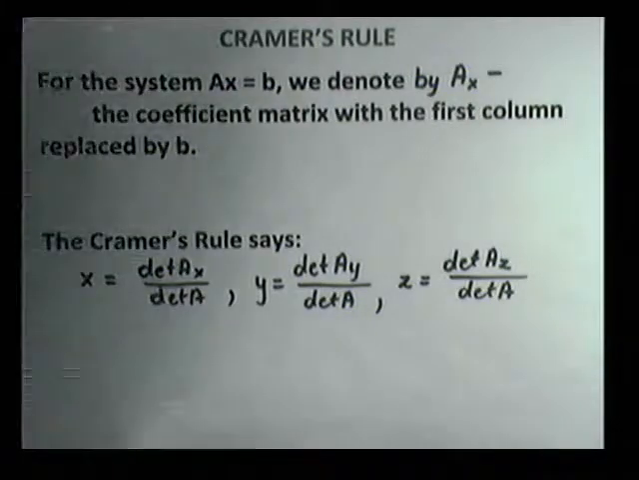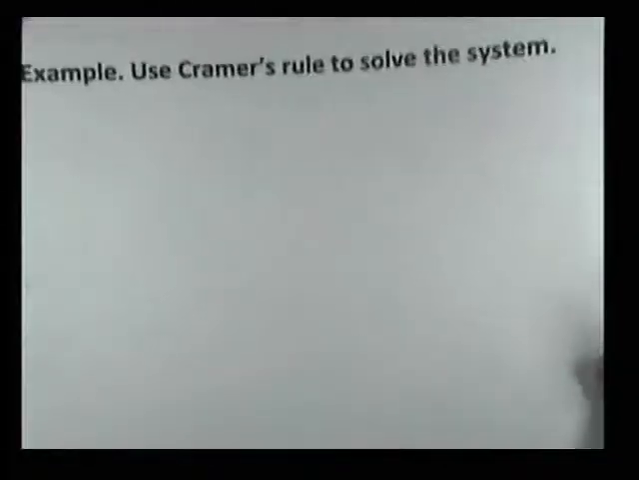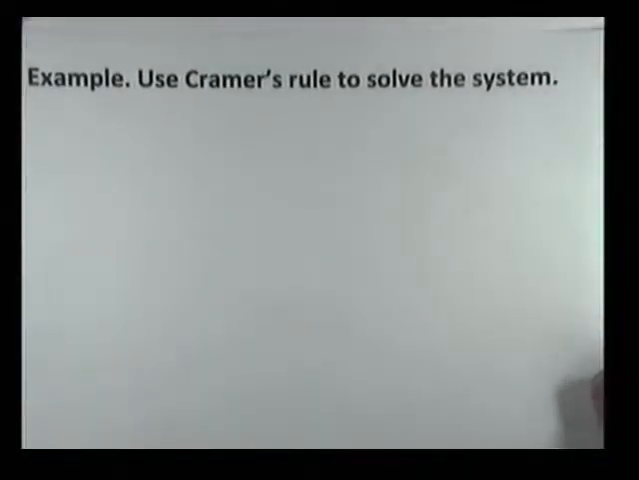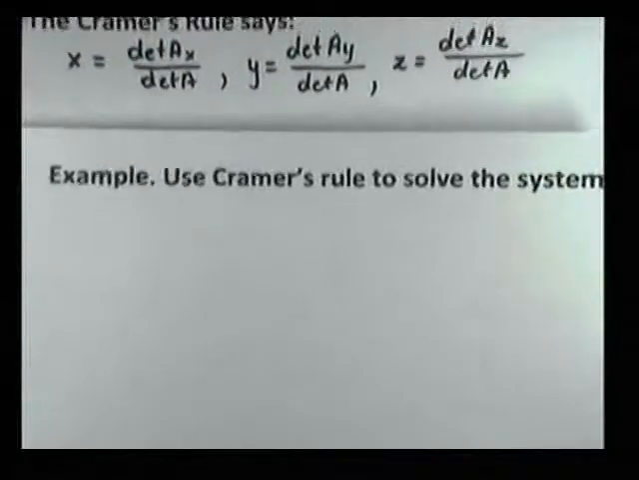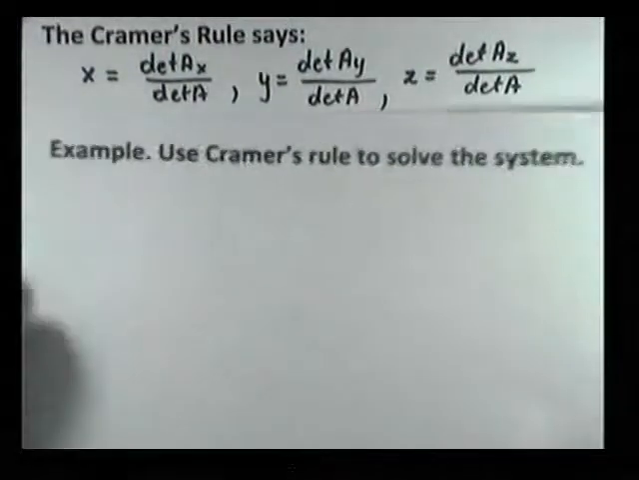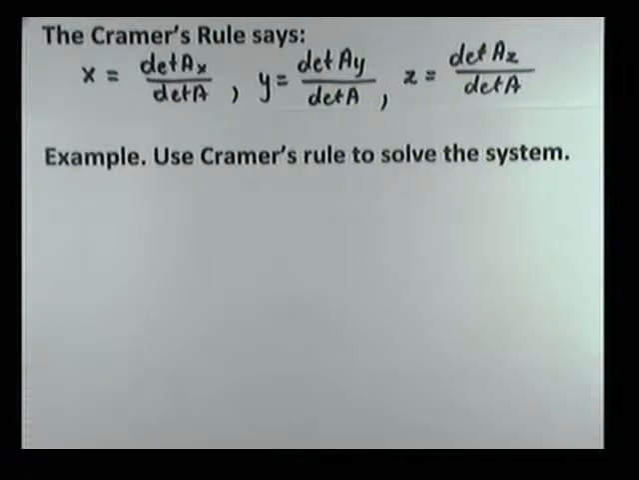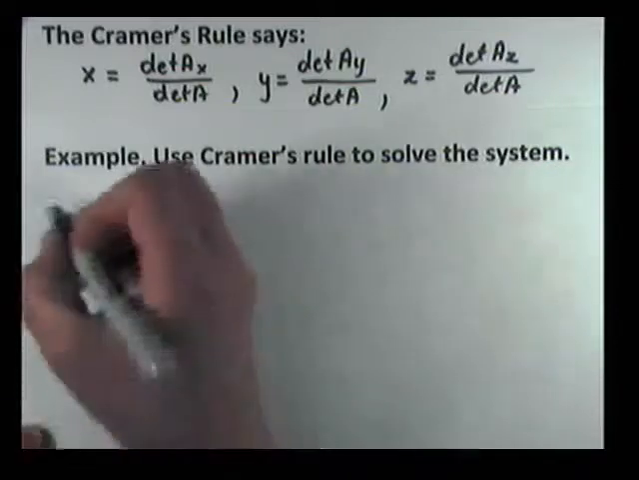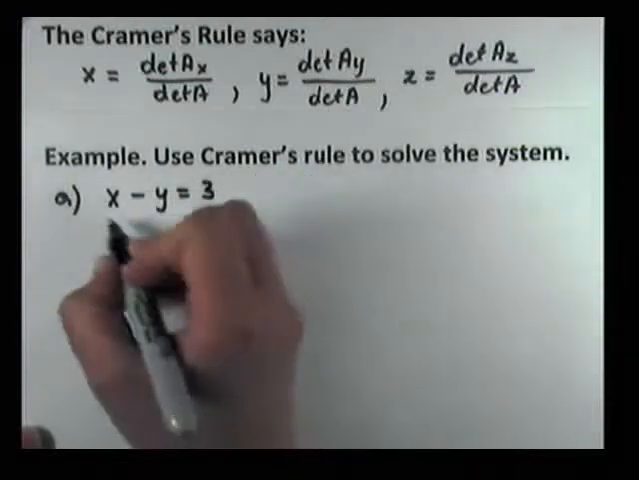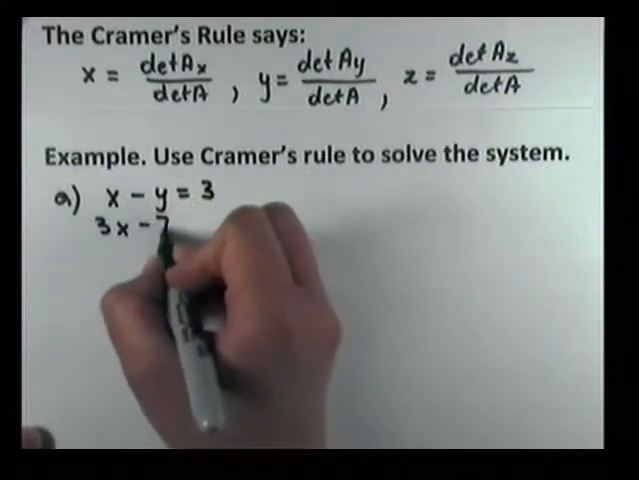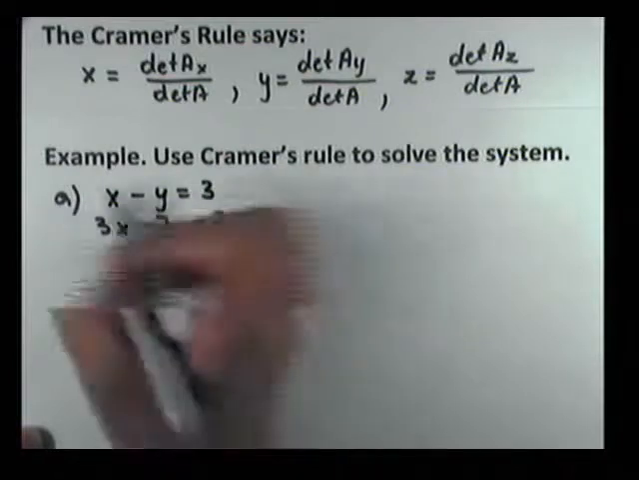So we will use Cramer's rule to solve the system. Okay, use Cramer's rule to solve the system, and we have a simple system: x minus y is equal to 3, 3x minus 7y is equal to 9.